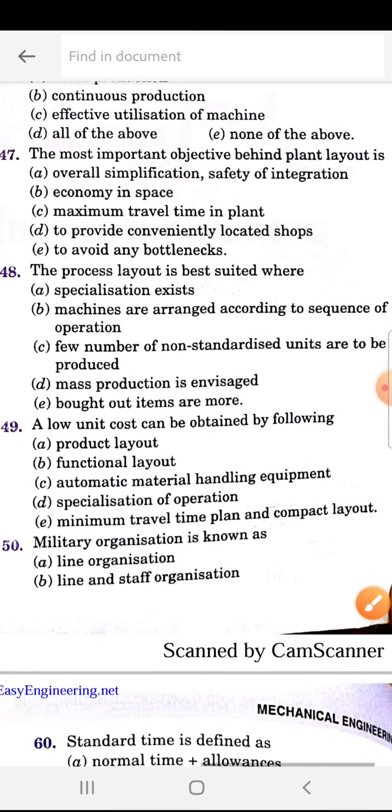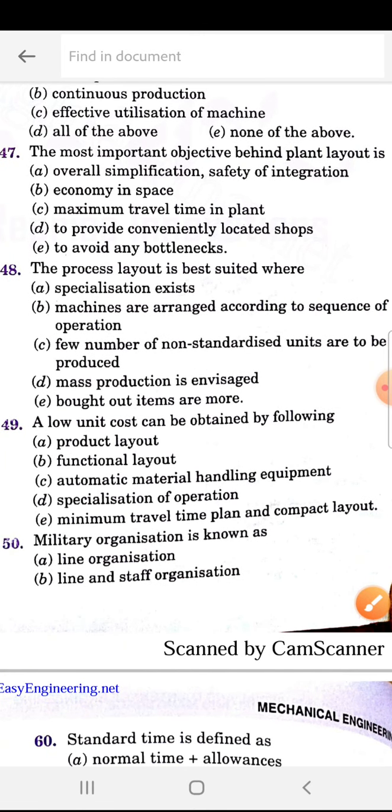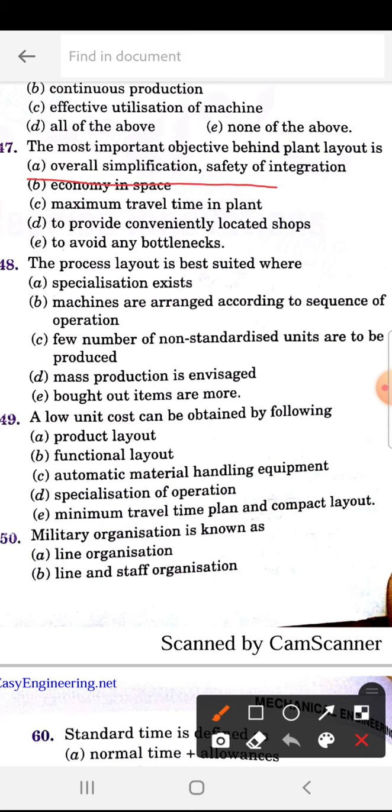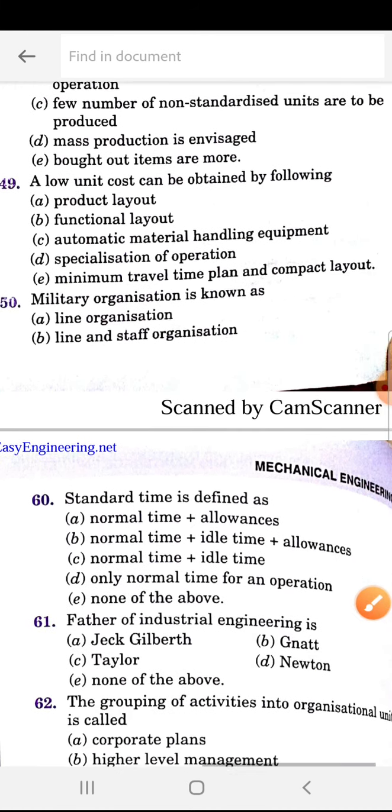Next, 47, the most important objective behind plant layout is what? 47 is A, overall simplification, safety and integration. That is the most important objective. Now, the process layout is best suited where a few number of non-standard units are to be produced. So there process layout is best suited.